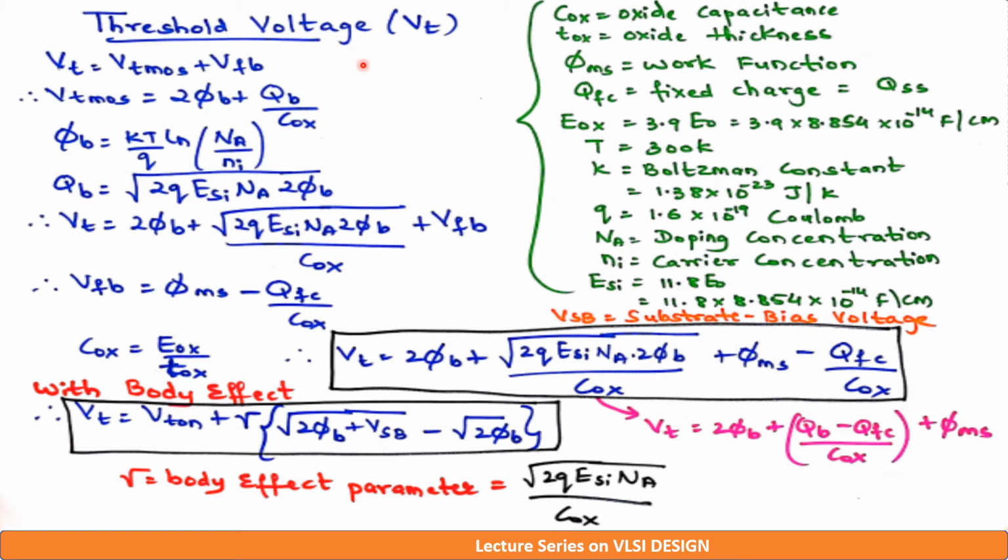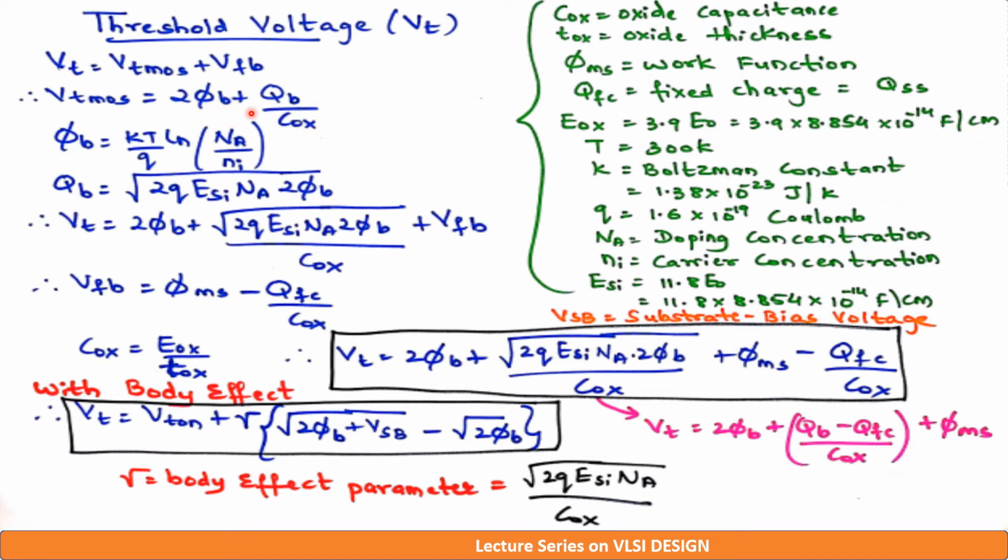Next we'll be discussing threshold voltage. Threshold voltage is the minimum voltage required to turn on the MOSFET. Threshold voltage is given by VT MOS plus VFB, where VFB stands for flat band voltage. VT MOS is given by 2φB plus QB by Cox, where Cox is oxide capacitance.